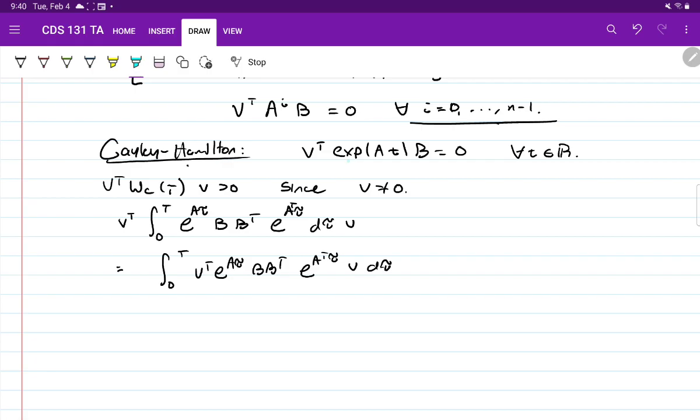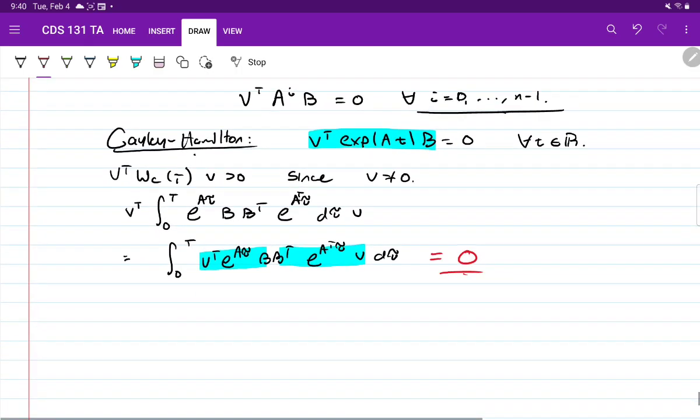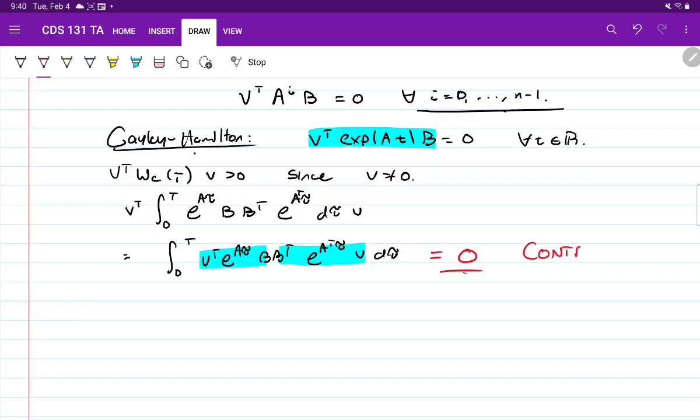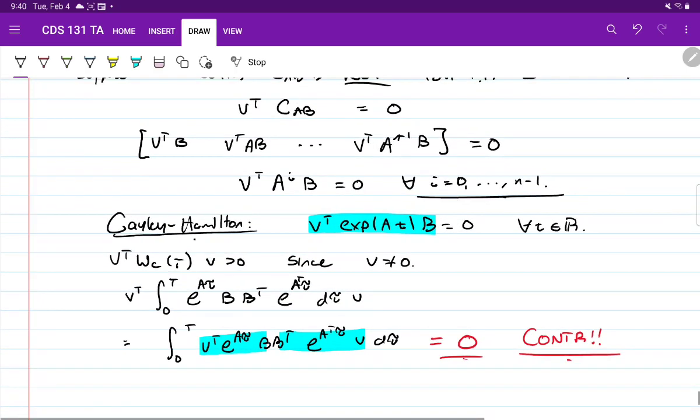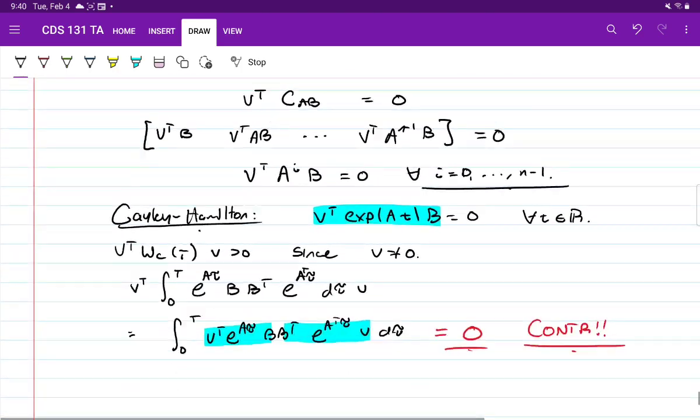But what we said above is that these terms are going to equal 0, right? What follows is that this entire matrix will equal 0, all right? So this equals 0. And that is a contradiction, all right? Because we've essentially contradicted the fact that our Gramian is positive definite. Okay, so that concludes the first direction.